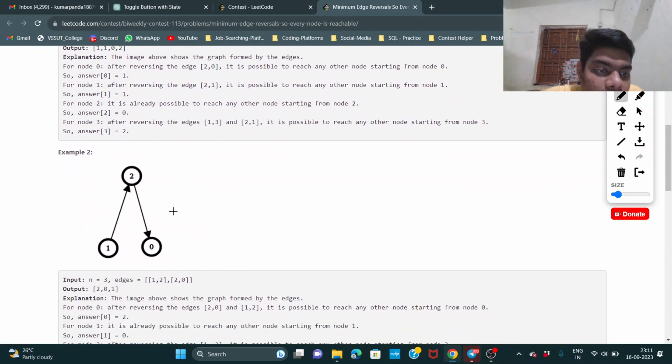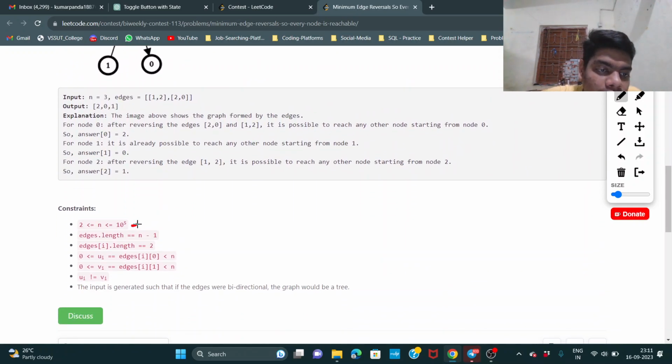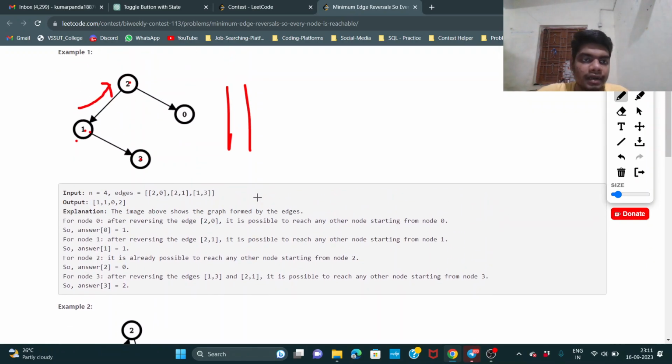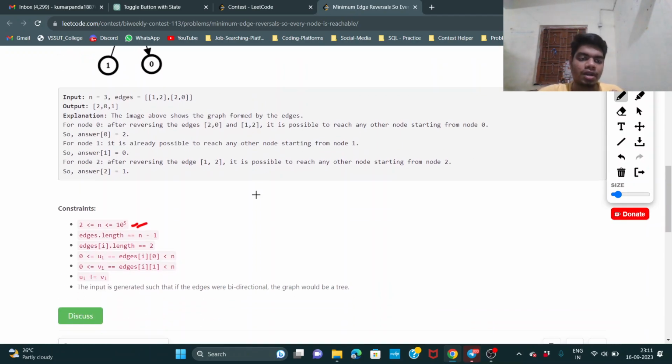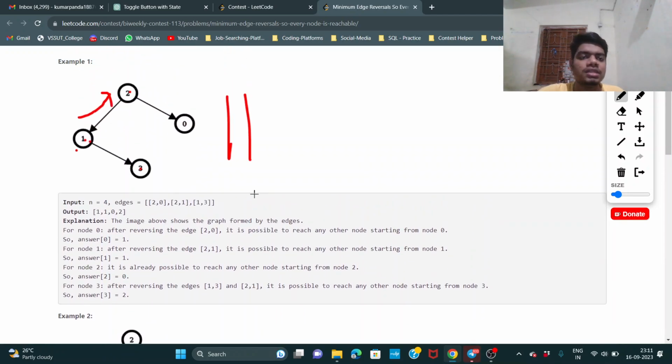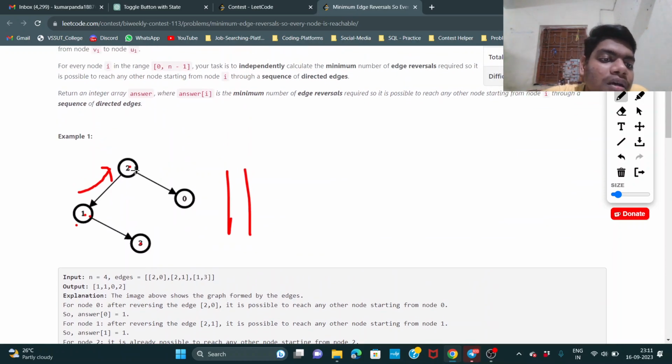Okay, and if you see the constraint is 10 to the 5. Those who know basic DFS can solve this problem in order of n square time complexity. This is easy. From 2 I can reach, okay, so let me first tell that order of n square approach.